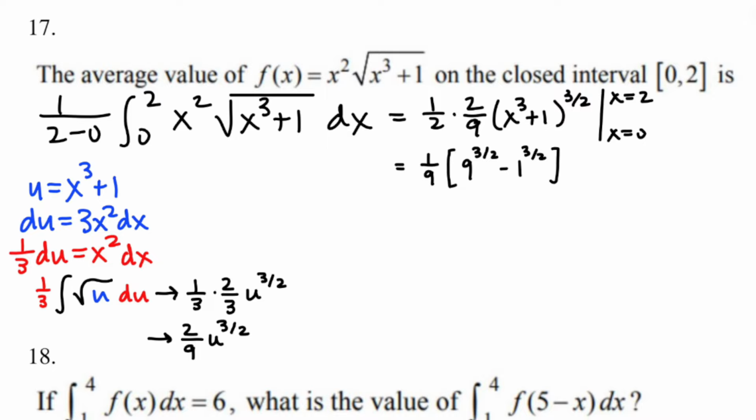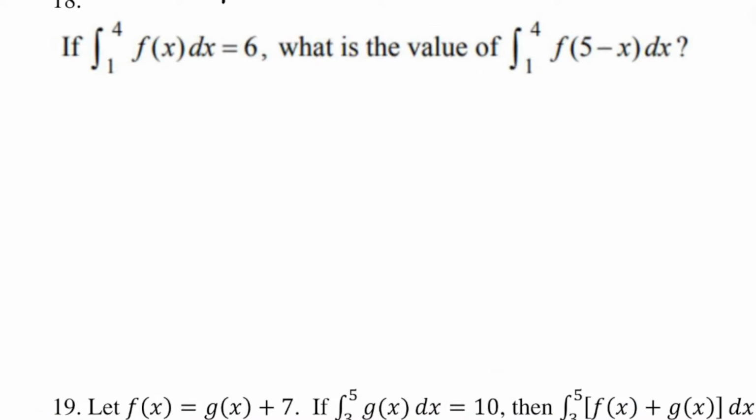But I could definitely see this being a multiple choice question. We like to use those fraction exponents on a multiple choice question. And we need to know that 9 to the 3/2 power is the square root of 9 cubed, so it'd be 27. Any power of 1 is 1. That's where I would get 26 divided by 9.